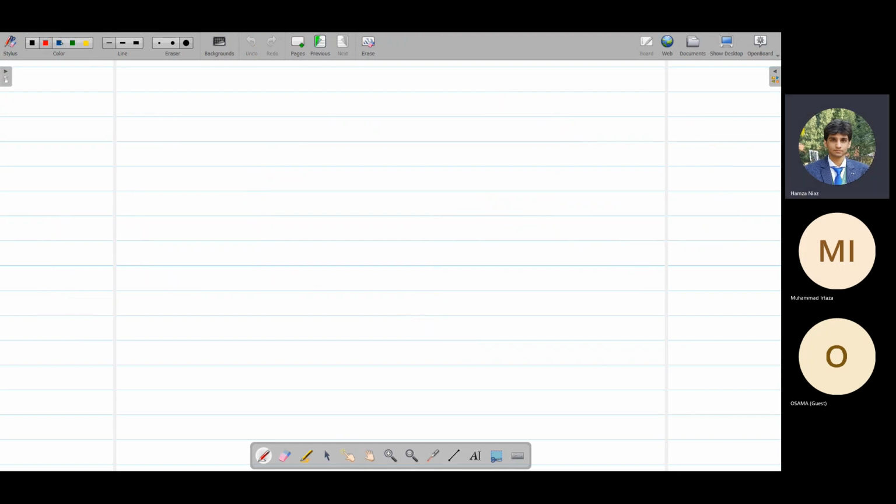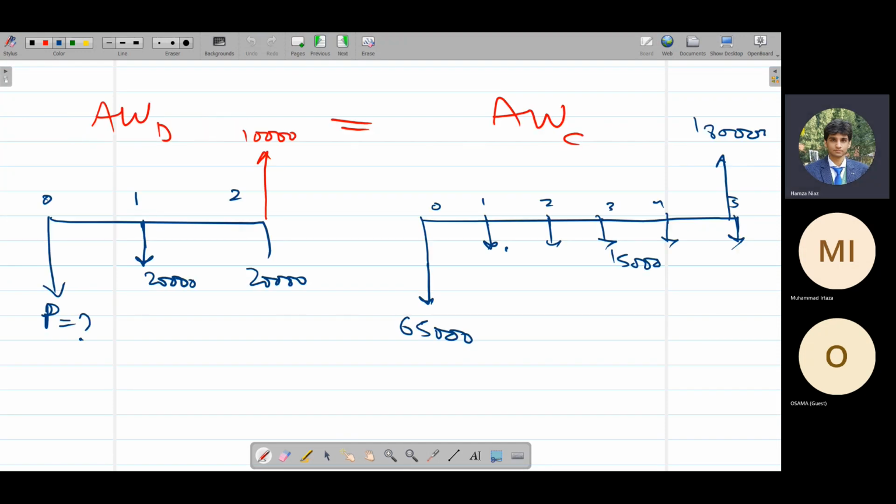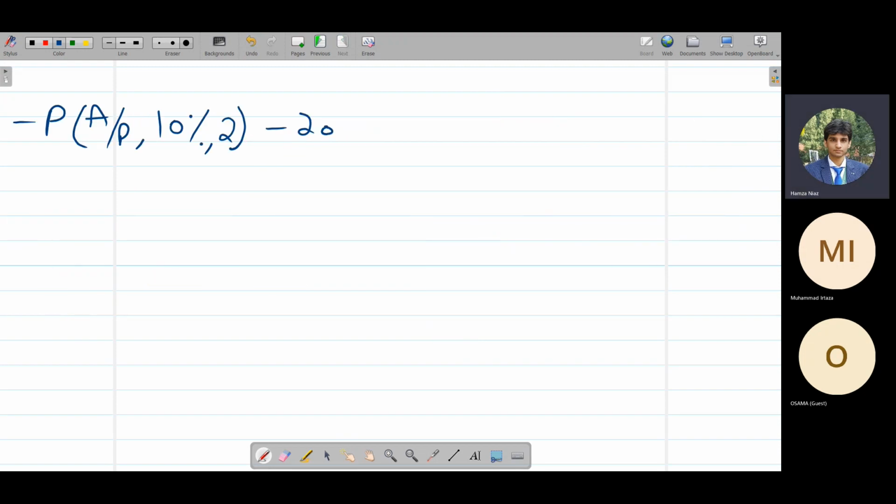The annual value of the defender would be P into (A/P, 10%, 2). We are given P, the interest is 10%, and the number of years is 2. This is negative because it is a cost, not revenue. Again minus 20,000 directly, because it is an annual cost, and plus 10,000 rupees because it is the salvage value. This is (A/F, 10%, 2). This equation is for the defender. We have to equate it with the challenger.